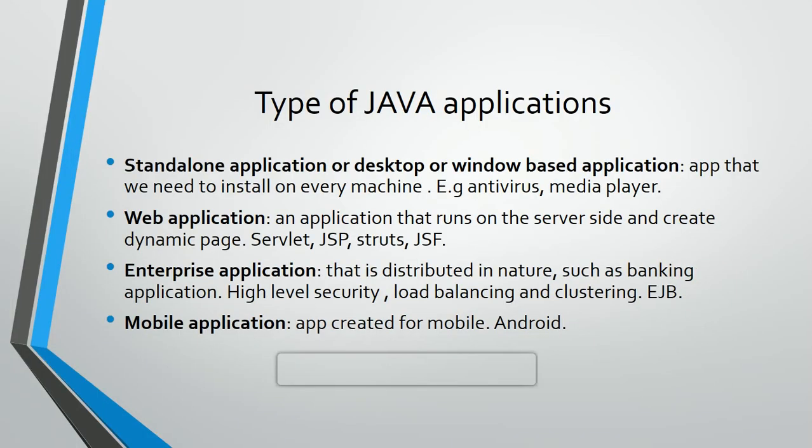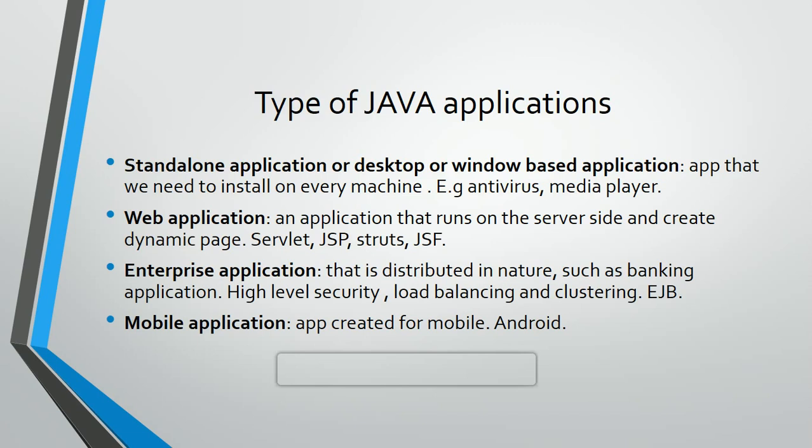We can develop different types of applications in Java. Let's discuss them one by one. The first one is standalone application or desktop or window-based application. Desktop applications are those applications which we first install on our machine and then we can use them. For example, antivirus, VLC media player and many more.